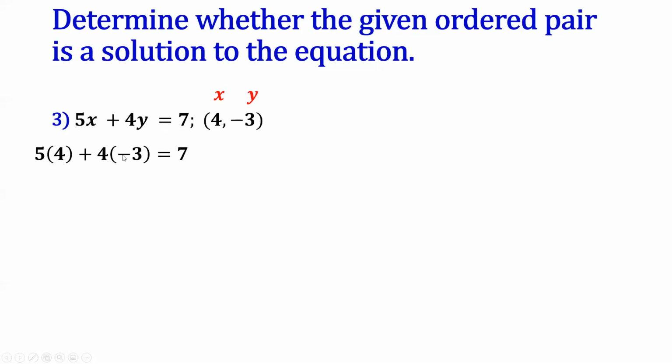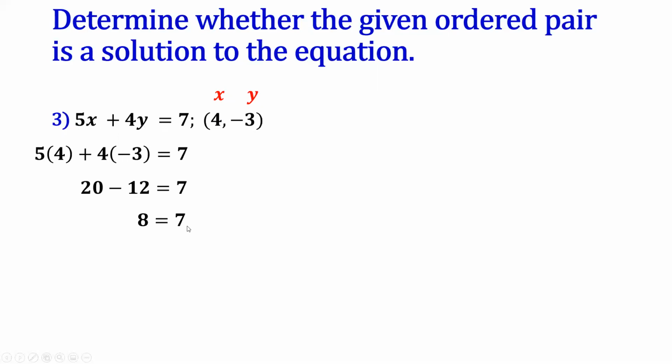Now we do some simple multiplication. 5 times 4 gives me 20. 4 times -3 gives me -12. So I now have 20 take away 12. Or you can write 20 plus -12. It's the same exact thing. And then bring down your equal 7. And then 20 take away 12, well, that's easy. 20 take away 12 gives me 8. So I produce the statement 8 equals 7.